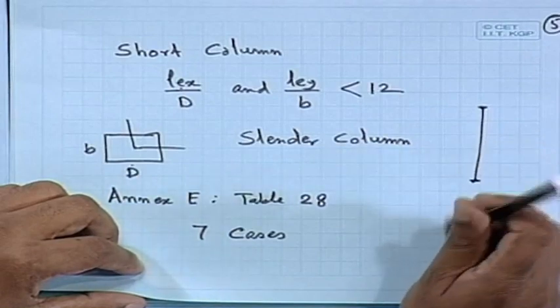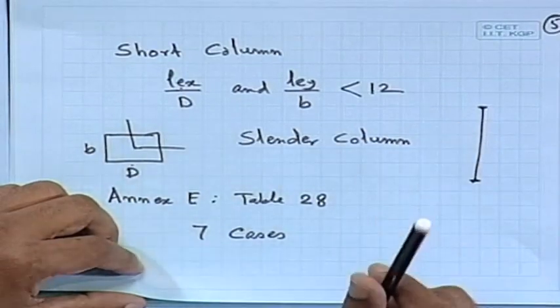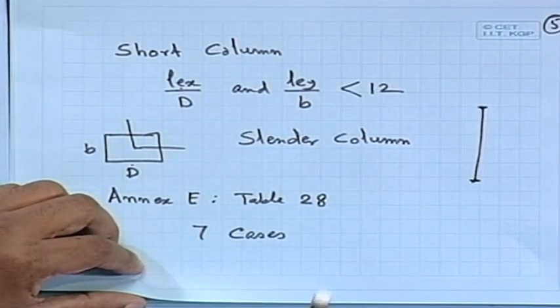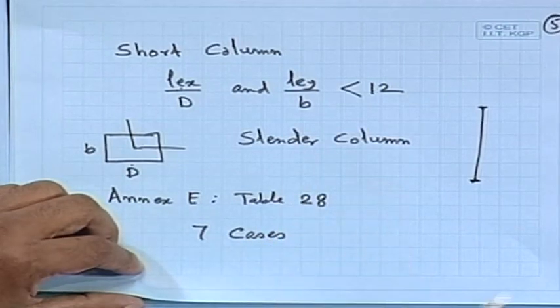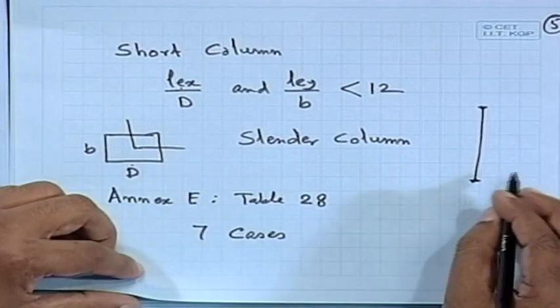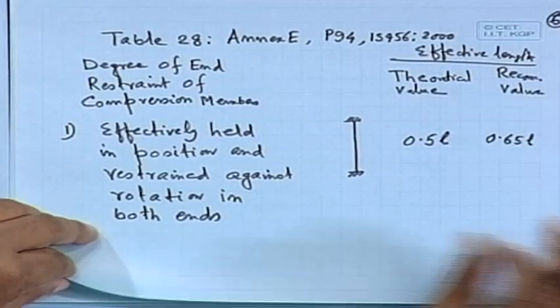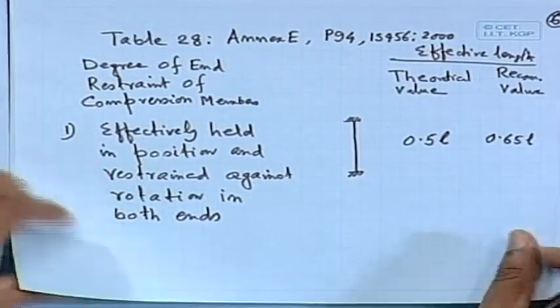Sometimes it happens that one column that is extended up to the second floor level, not up to the first floor level, there is a gap. So then it becomes a long column. Now you know what that effective length is. So, let us complete this one, then what are the other different cases.